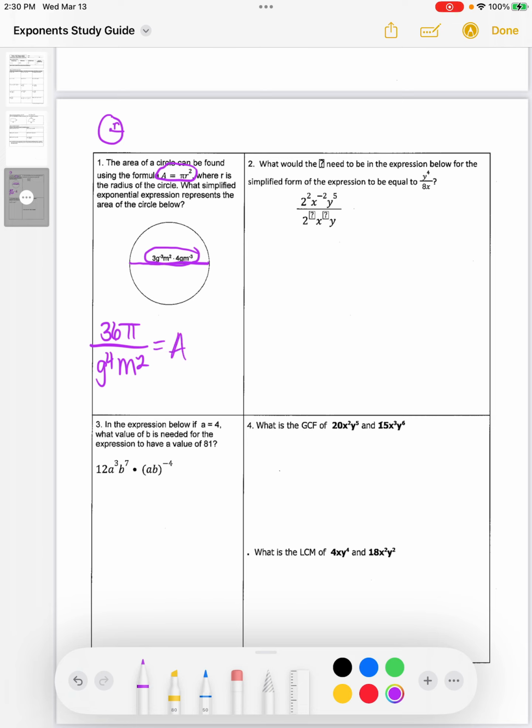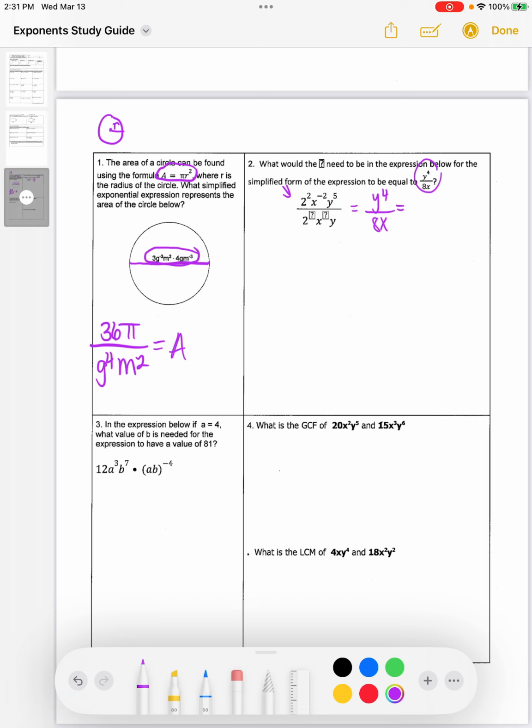Number 2, also kind of tough. We need to figure out what these 2 question marks are so that this expression right here simplifies down to this. So we know that this expression has to simplify down to y to the fourth over 8x. So let's look for some similarities. The first thing I notice, I got 2 to the second over 2 to the I don't know. So that's what we're looking to find. X to the negative second over x to the I don't know, also what we're looking to find. And I have y to the fifth over y to the first, which does actually simplify to be y to the fourth. So that's good. We don't need to figure out anything with the y's.